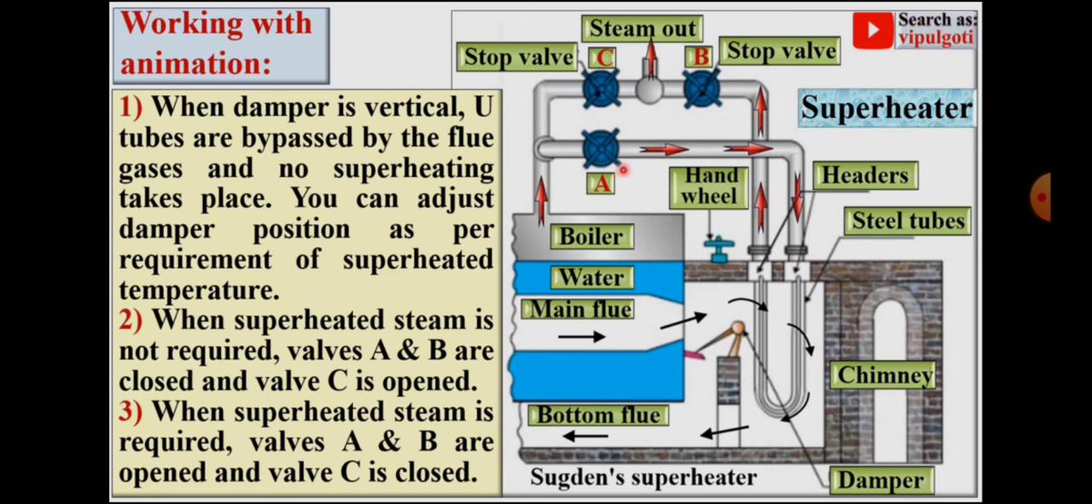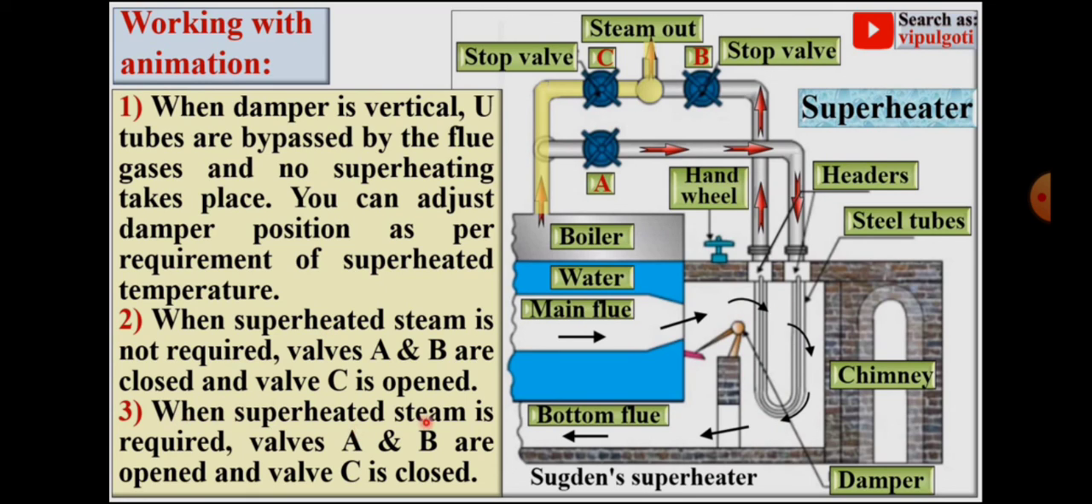Now, when superheated steam is not required, valves A and B are closed. Here you can see valves A and B are closed and only valve C is open. So at that time, what happens? Just see carefully. You can take the steam from the superheater, but it is wet steam directly from the boiler without passing through this U-tube, so it will be in the form of wet steam.